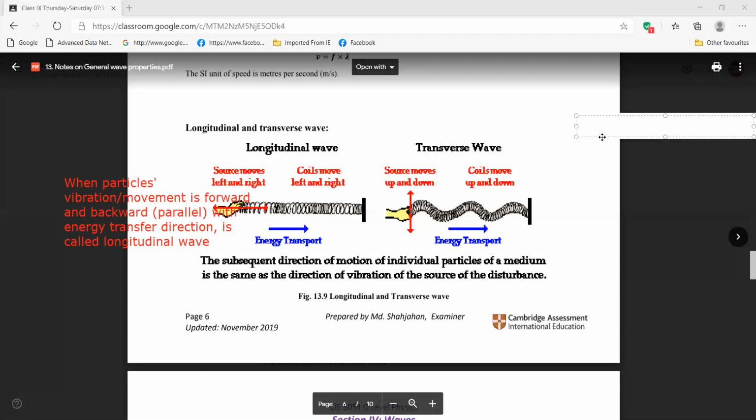When particles vibration, you can make it also. You understood already, so you can make it. When particles vibration. It's longitudinal wave's definition, the left side one. And right side one I'm writing transverse. When particles vibration is up and down.